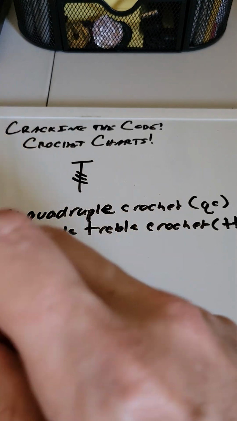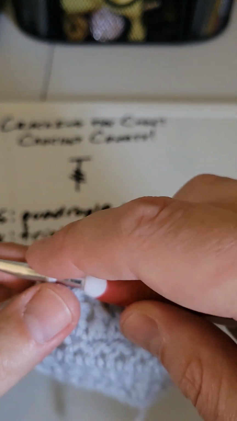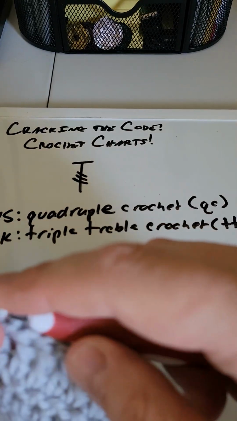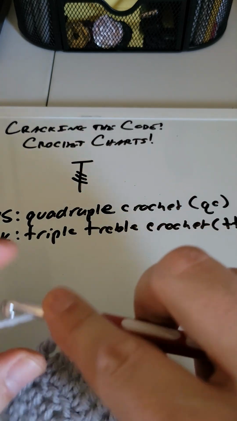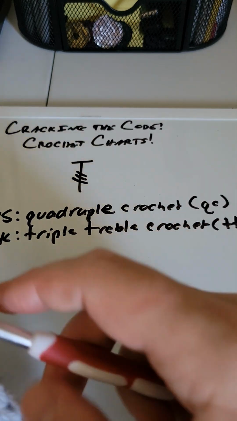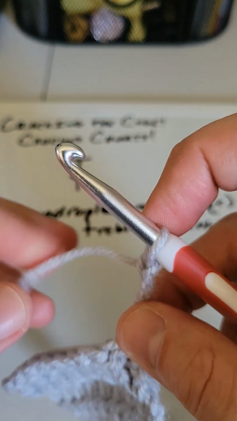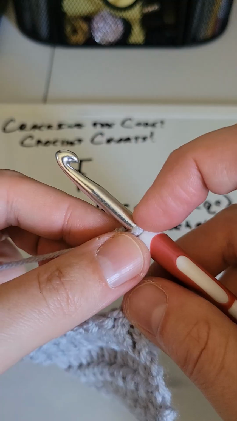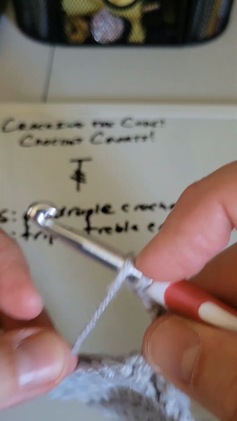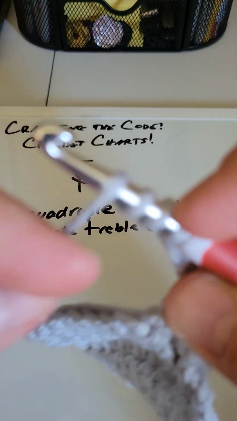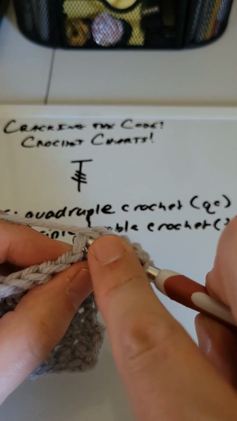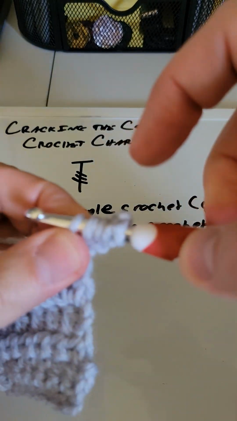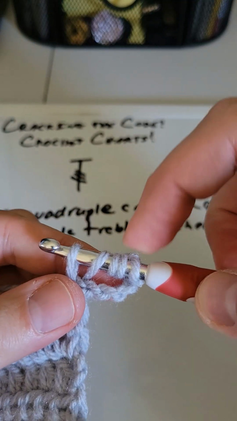Now to work a quadruple crochet to start of the new row, you're going to go ahead and chain 5. Then you turn your work, and then instead of yarning over twice, for the quadruple crochet you're going to yarn over 3 times. 1, 2, and 3. Then insert your hook into the first stitch of the row. Now you have 5 loops on your hook.